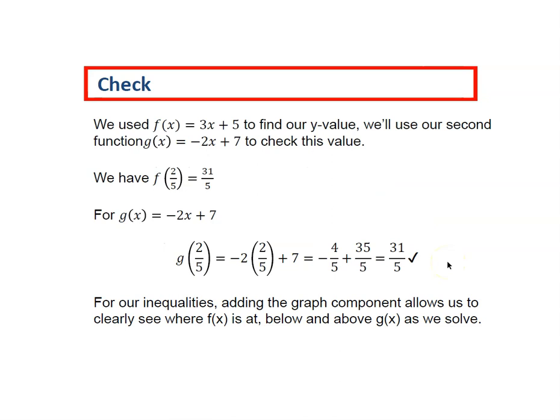To check our work, we double check that we have our correct point of intersection, and we plug our 0.4, 2/5, into both functions, and we get the same thing. For our inequalities, adding the graph component allows us to clearly see where f is at or below or above g of x as we solve.